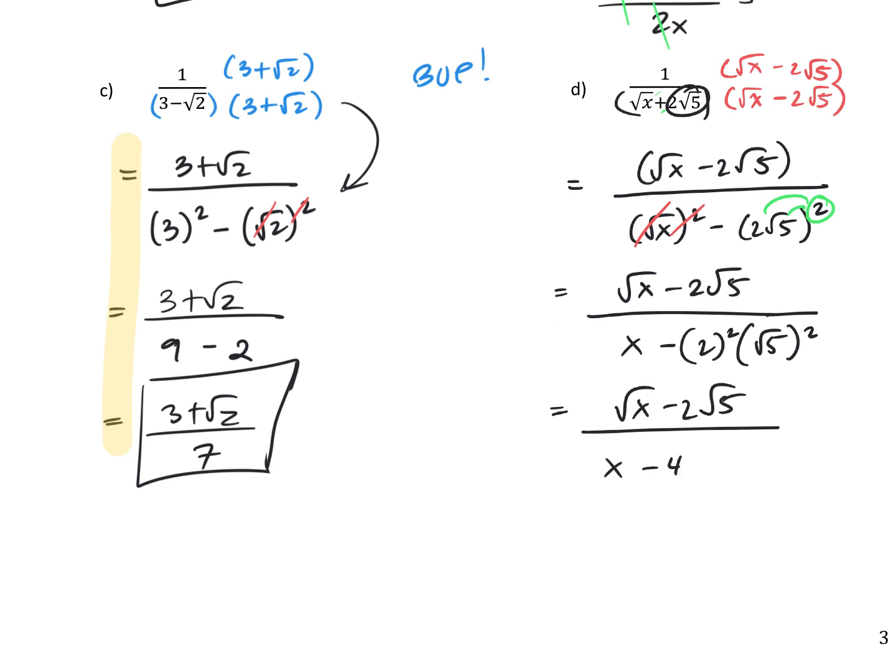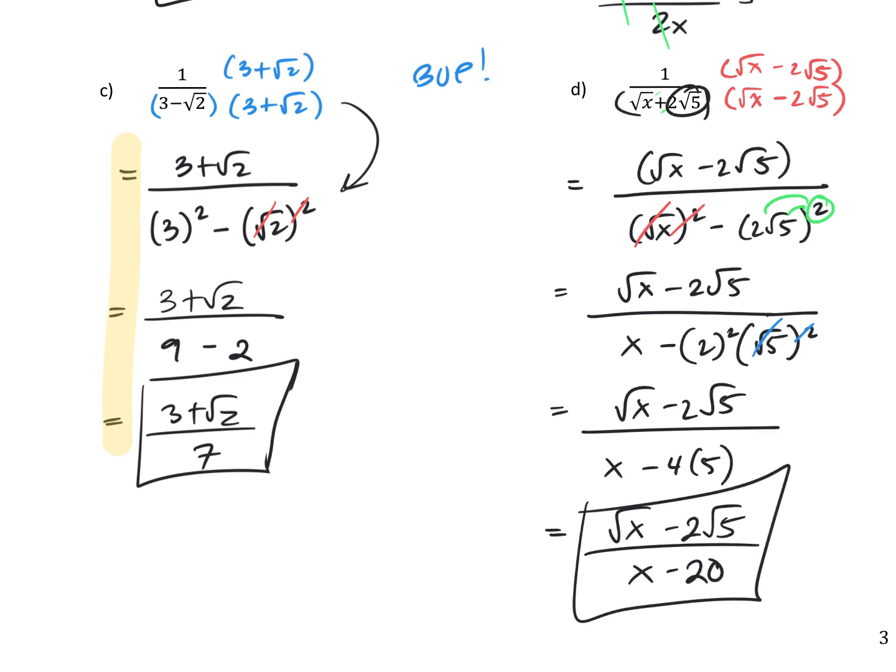x minus 4 times, and now those cancel, and we're left with 5. But it's still multiplication. So we have to multiply that out as well. And we get x minus 20. And we can't simplify that. Nothing else to simplify. The radicals are gone from the denominator, which again is what we were trying to do. So that's it. We're done.